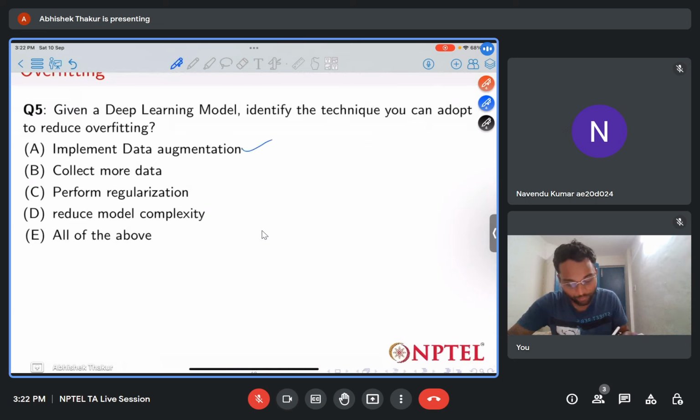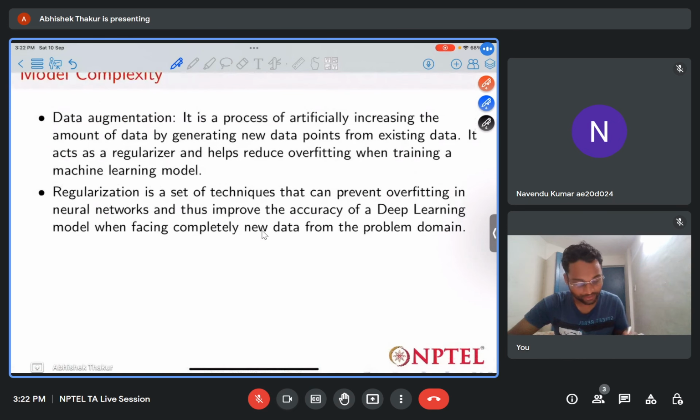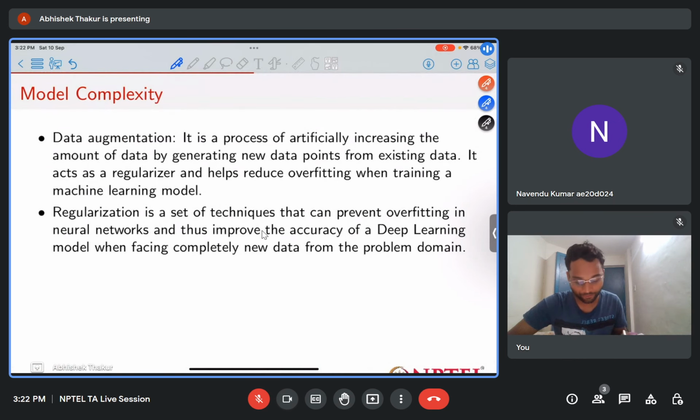And also, if we collect more data, then our model will be exposed to more data, so it will work well with the test data set. So collecting more data is also very good to reduce overfitting. The next is perform regularization. Regularization is a set of techniques that can prevent overfitting in neural networks and thus improve the accuracy of deep learning.